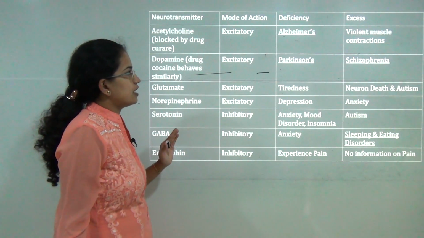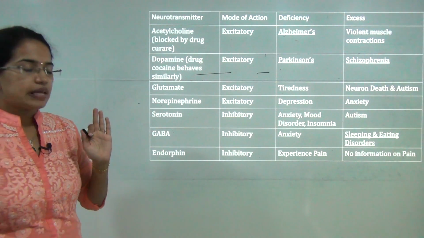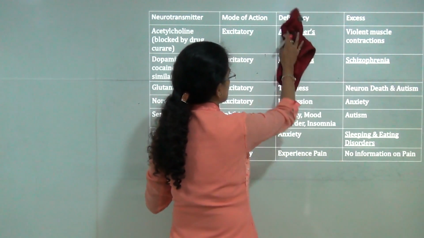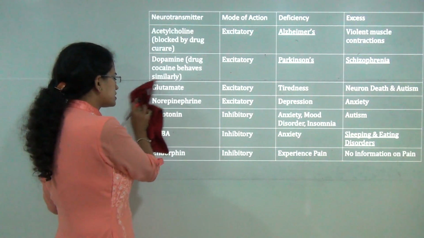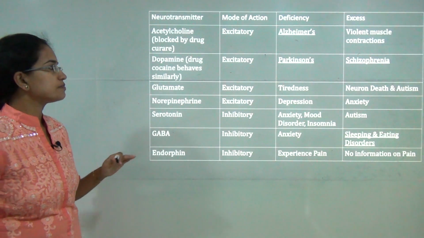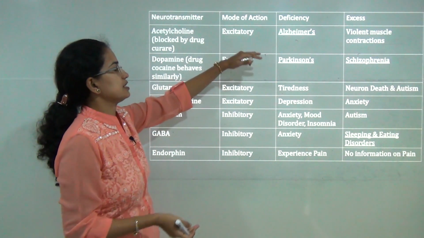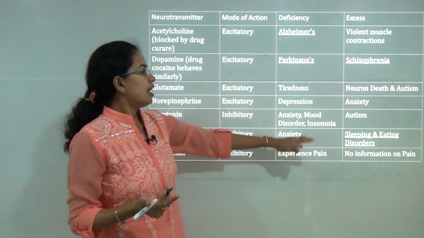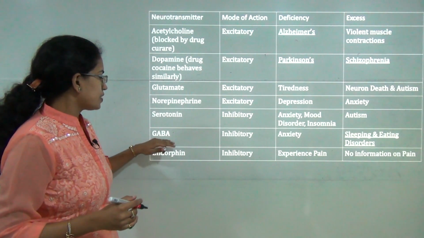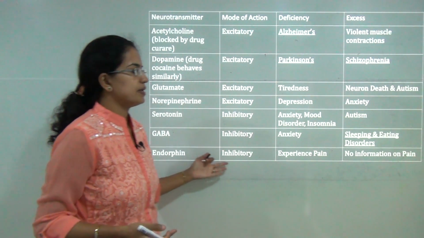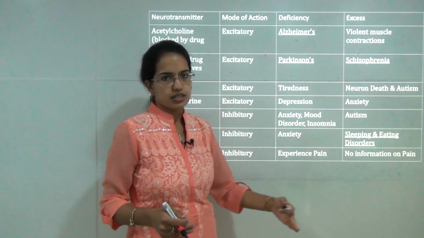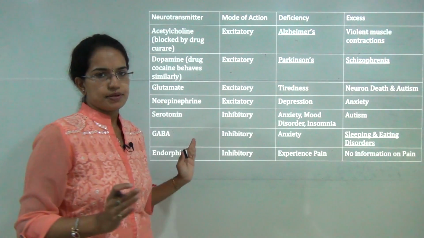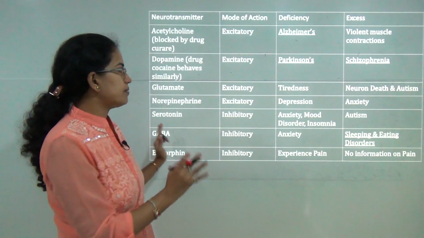Now for today's class, what is most important is the major neurotransmitters, their mode of action and their deficiency and excess. Sometimes straightforward questions are asked, for example, deficiency of acetylcholine would lead to... So your answer would be Alzheimer's. Again there can be a question: if GABA occurs in excess, what would happen? That would lead to sleeping or eating disorders. So there can be exact direct questions based on this single table, and you should have this single table by heart.